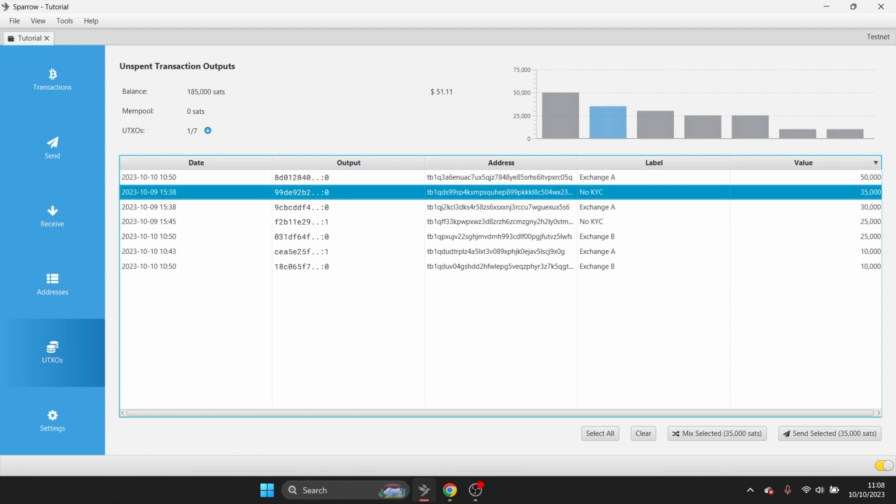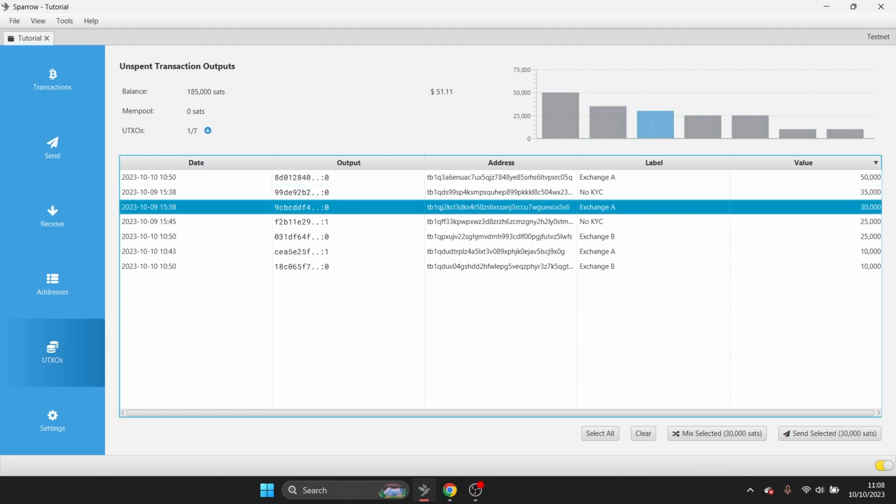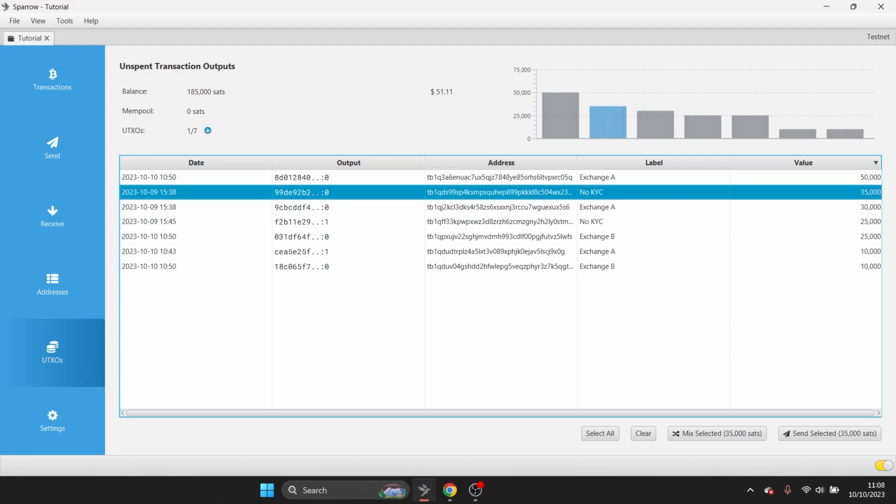For example, if I have no KYC Bitcoin here and I have KYC Bitcoin from an exchange, I don't want to mix them together because then the exchange can see on-chain my account balance. So now that we understand the why, let me show you how to manage your UTXOs.